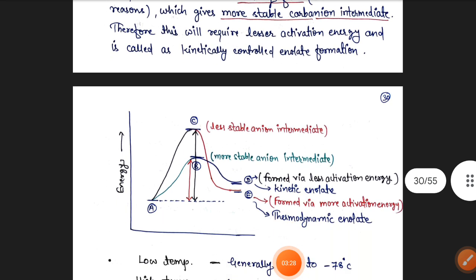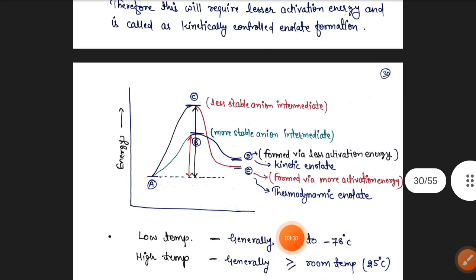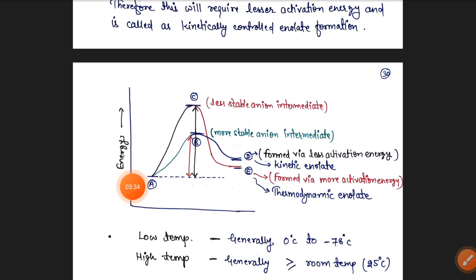And here is the energy diagram. The more stable anion intermediate is the green color, and the less stable anion formation is the black color. So the products D and E are formed via lower activation energy, and that is the kinetic enolate.